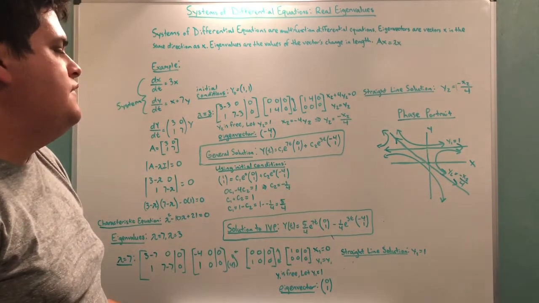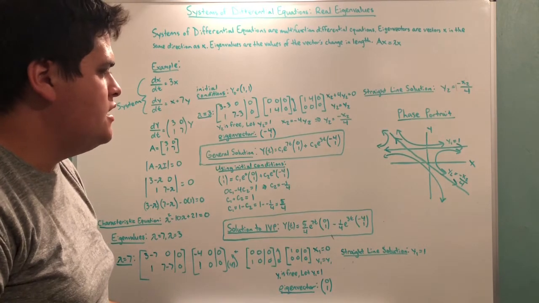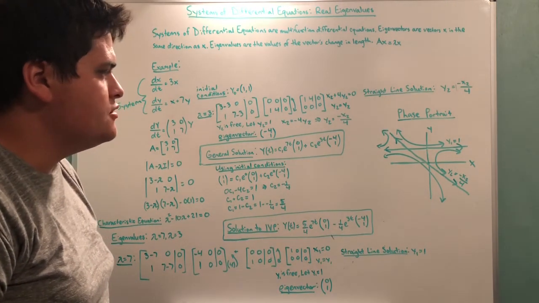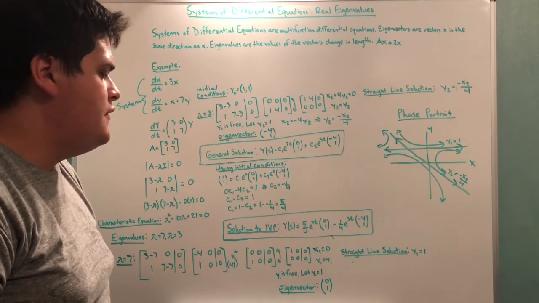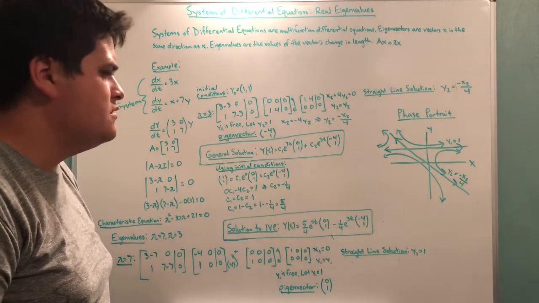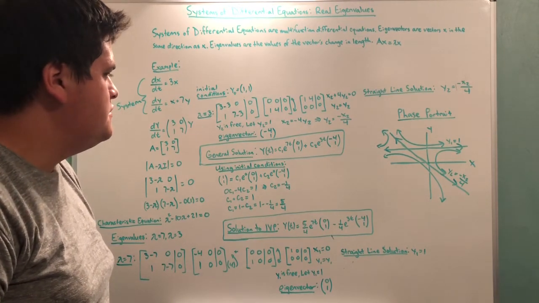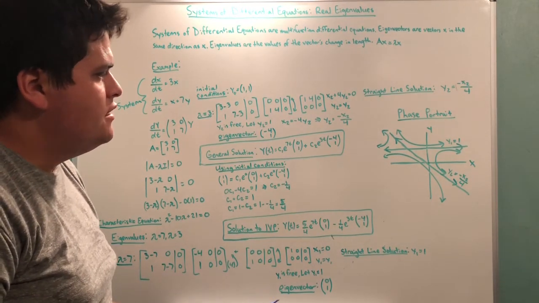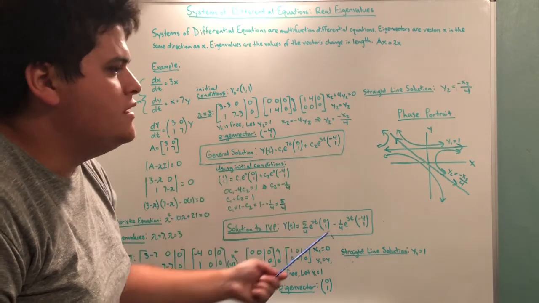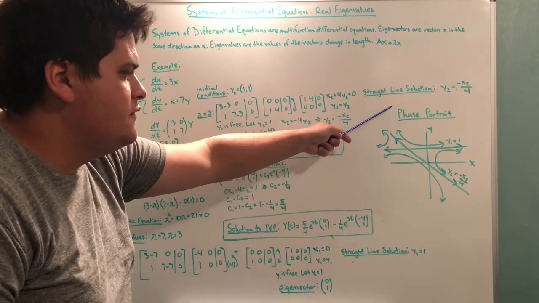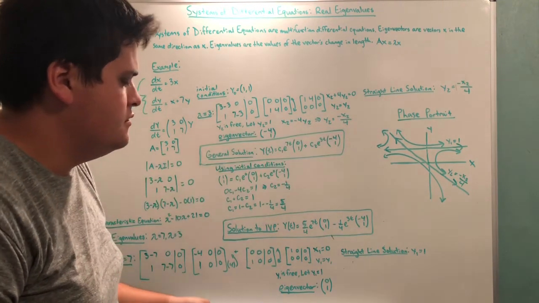Now, a phase portrait just shows overall system behavior using eigenvalues, eigenvectors, and straight line solutions. So rather than having to draw slope fields, which would be very time consuming, very difficult, we can just use the eigenvalues and vectors to come up with overall ideas for system behavior. So the first thing to do when constructing a phase portrait is to get the straight line solutions.